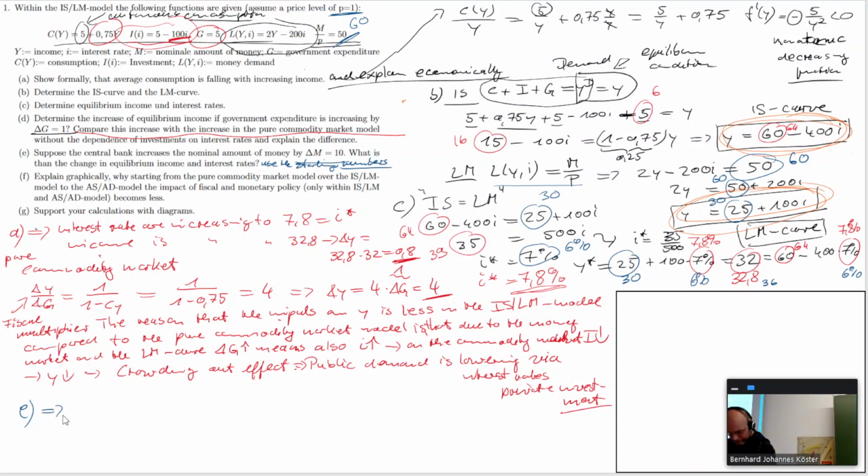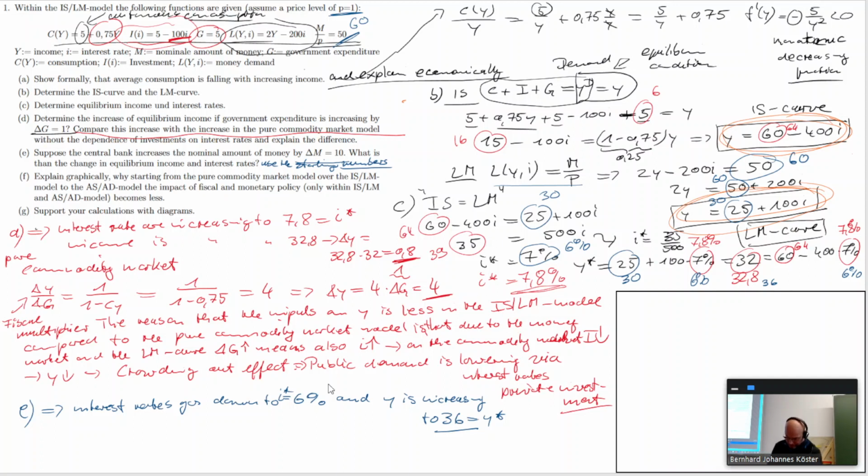So then interest rates go down to 6% and Y is increasing to 36. Okay, question?